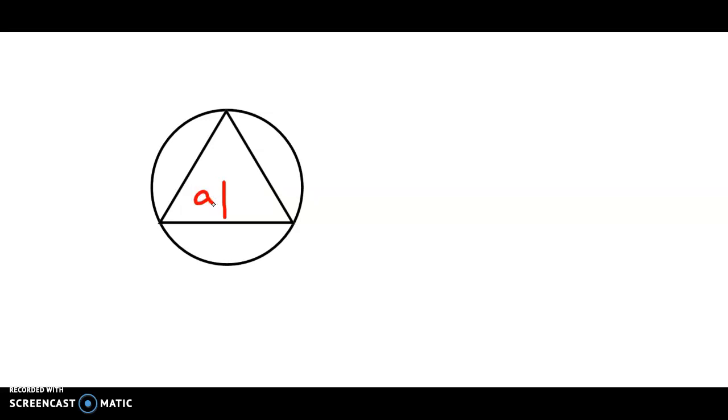Now, it's actually a perpendicular bisector, which means that it bisects this side. We're going to call that side S. So then this length right here is going to be S divided by 2. And then, of course, this last side of the triangle is going to be the hypotenuse, because remember, it is a perpendicular bisector.